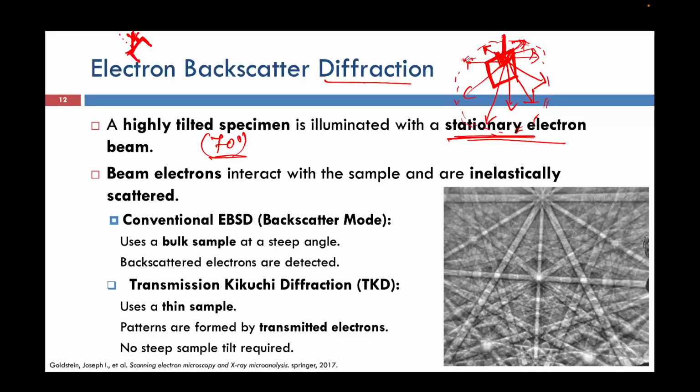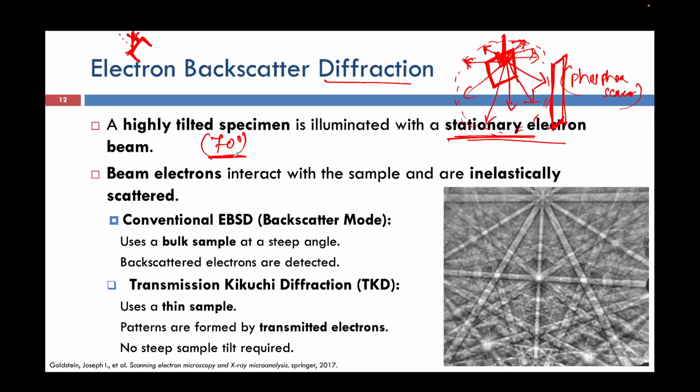When I capture this inelastically scattered electron beam using a phosphorus screen, that screen I generally keep very close to the sample. So this is the schematic of electron backscatter diffraction. The same SEM electron column is used, but the only difference here is that the beam is stationary and the specimen is tilted to a very high angle, that means 70 degrees.